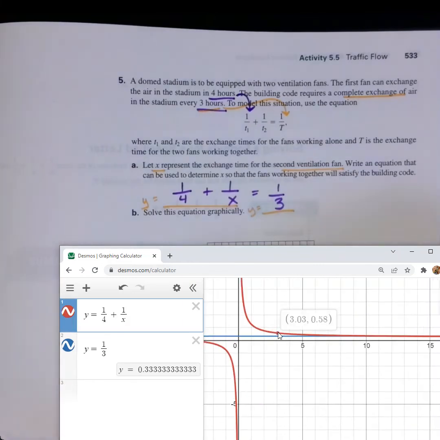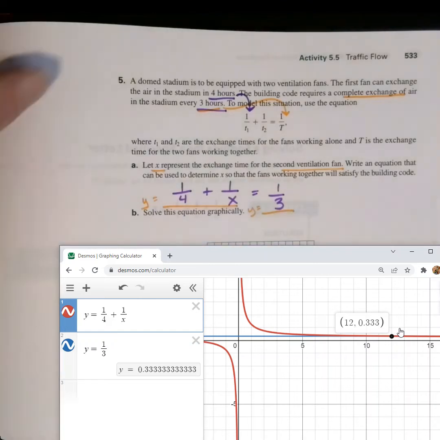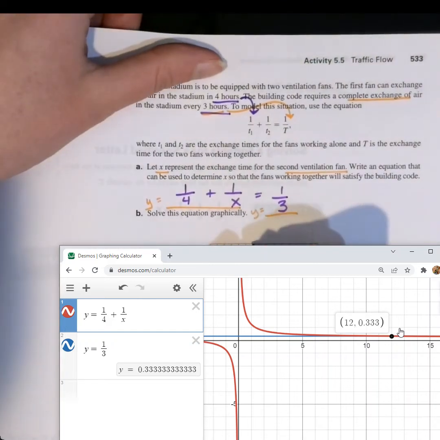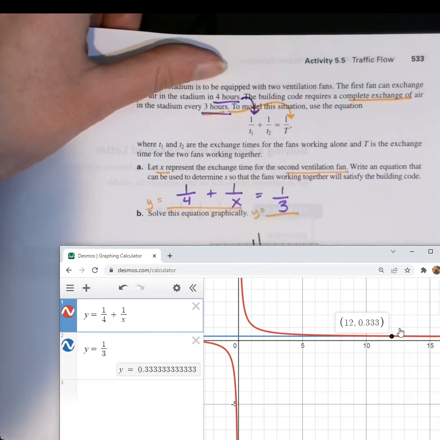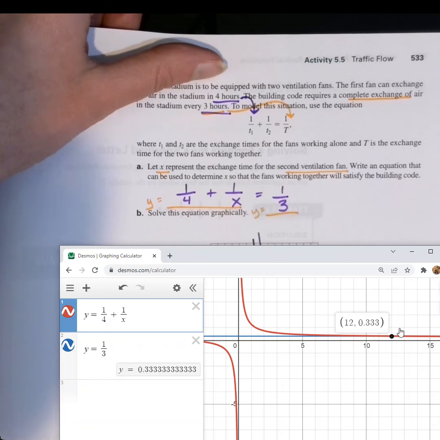I don't think I can see that intersection point. I love how the dot will pop up, so I'll know where it's at. If it's not there, I'll have to zoom out further. So I can see my dot of intersection there, 12. If I graph this, they're crossing right there at 12, comma a third.